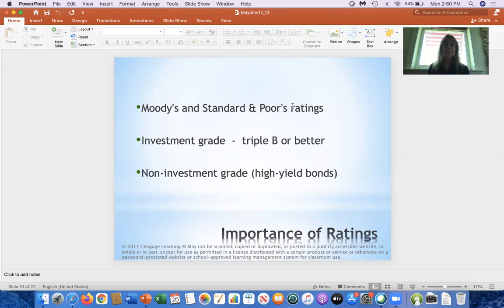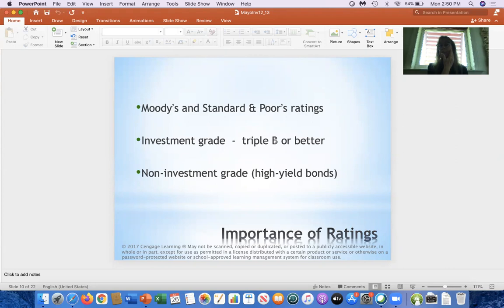But anyway, of course the government's not going to default on their bonds. So the ratings don't really pertain to government bonds, even though they are rated. These ratings pertain to corporate bonds. So if you're going to buy bonds from a company or invest in a mutual fund that invests in bonds, you need to decide whether you want to buy investment grade bonds or what we call high yield bonds. So investment grade bonds have a rating of BBB or better.